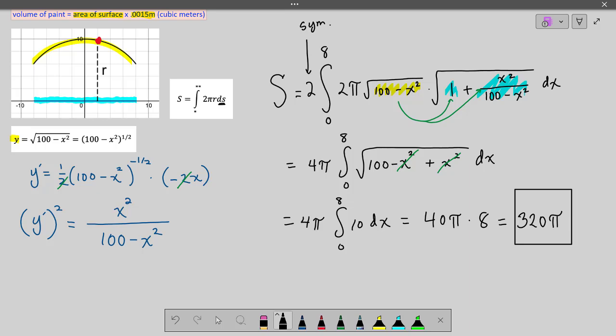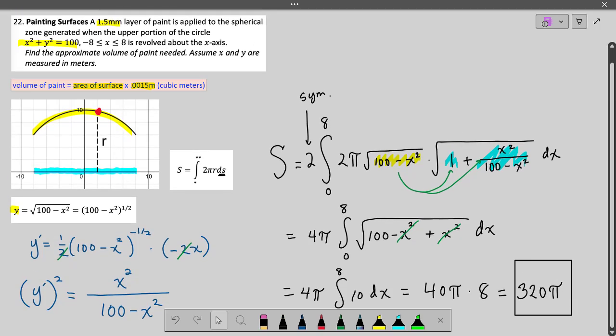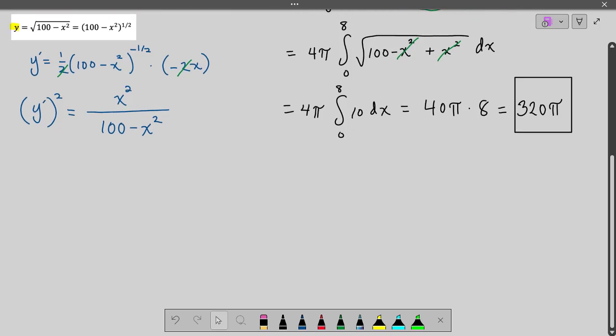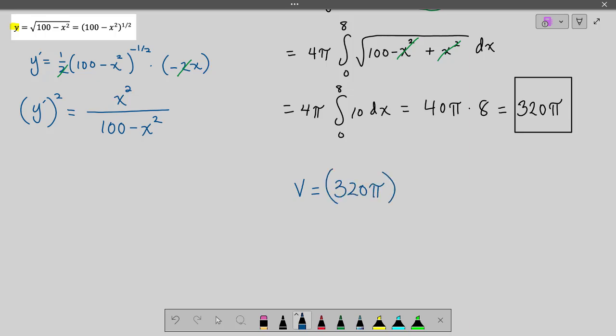Okay. So that is our surface area, and the word problem said, what is the volume of paint that we're going to need? So we've now found the area of this surface, so then we'll multiply that by 0.0015. So that'll give us the final answer for what they're asking for. That multiplied by 0.0015, and this will be cubic meters.